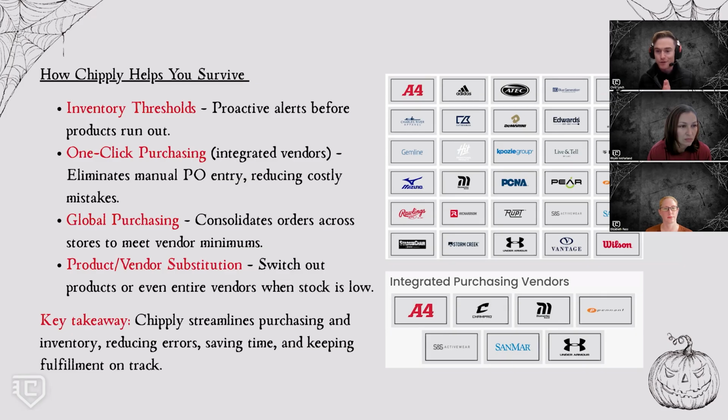And product and vendor substitution is also huge. So being able to substitute out a whole vendor, especially if you're trying to meet minimums for SAMR, for example, and you have SAMR and SNS on your store, and only one product was ordered from SNS, chances are you can get that product from SAMR. So quickly substituting that and just streamlining your purchasing is huge.